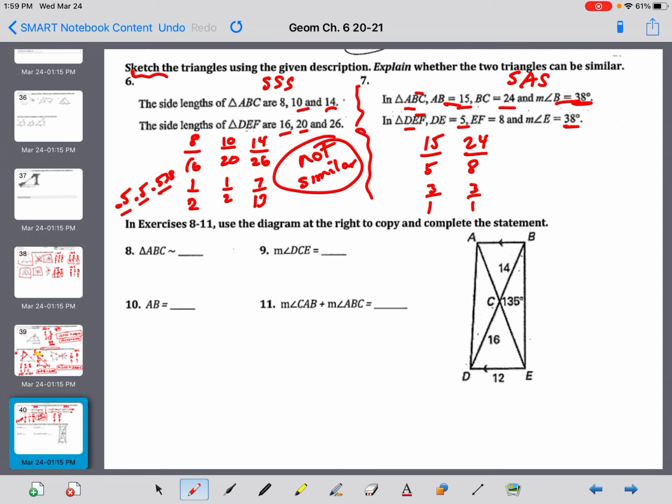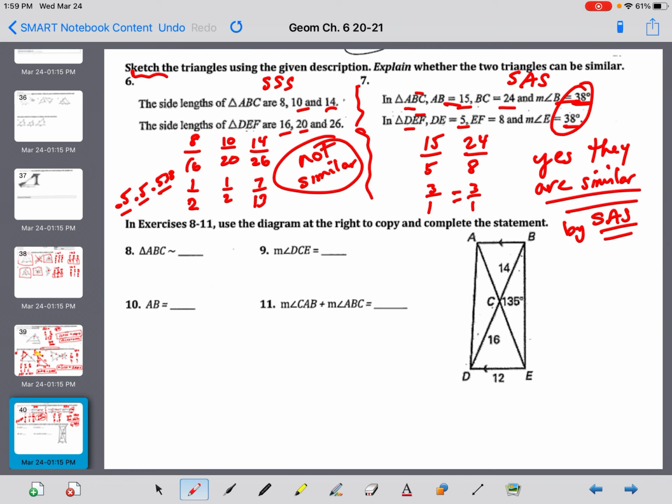And we're good to go because we have 2 equal ratios and we have that equal angle, okay? So we're good to go here. This is yes, they are similar, by SAS.